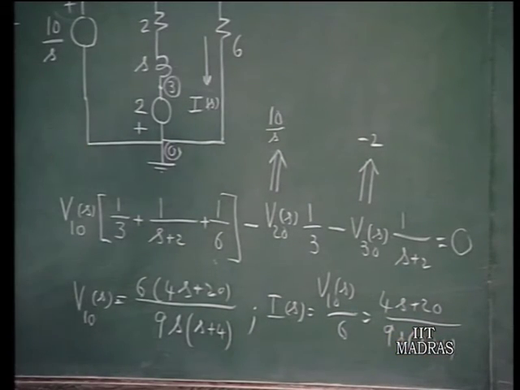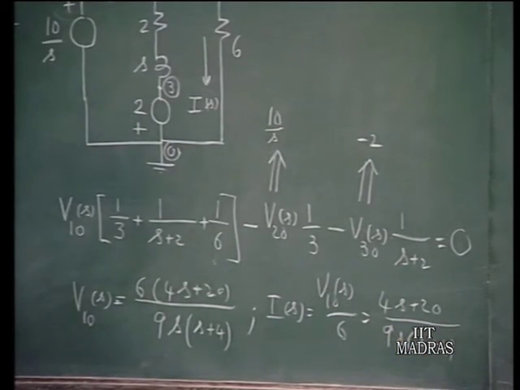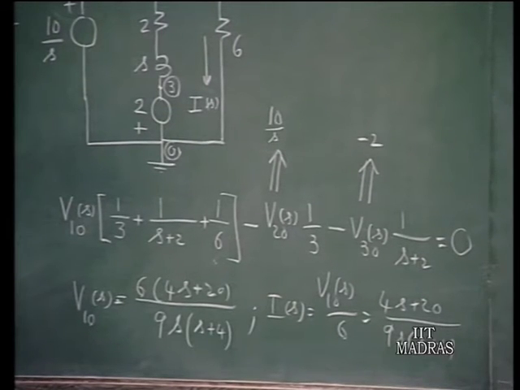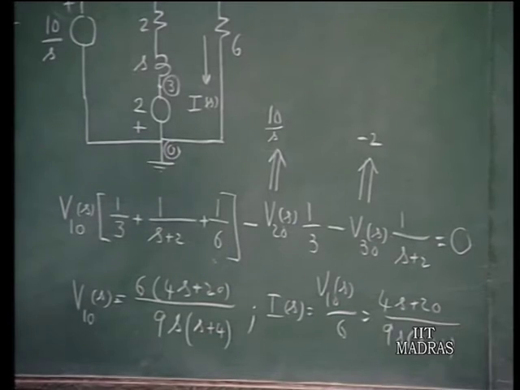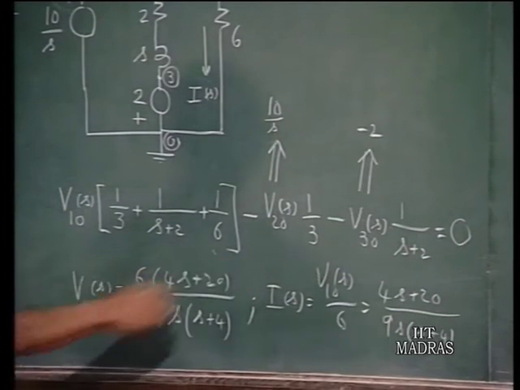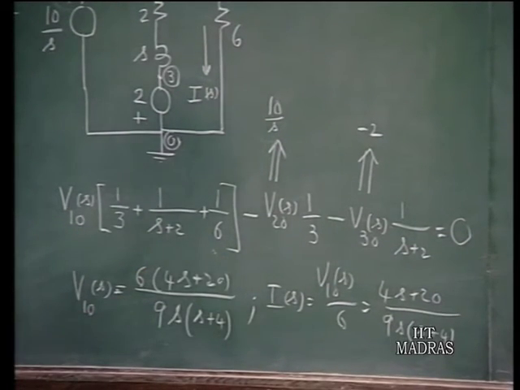9S times S plus 4. This is exactly the same expression that we got for the current I of S using loop current methods, and once we have got up to this point, the further work is the same as what we have done in the case of loop current method. So, I will not do that. So, from this you can get I of t.